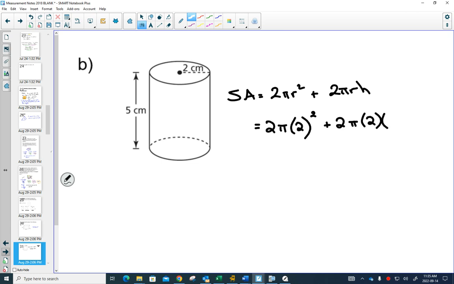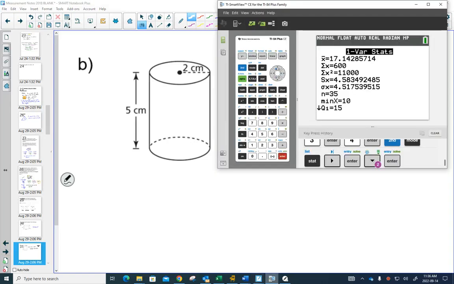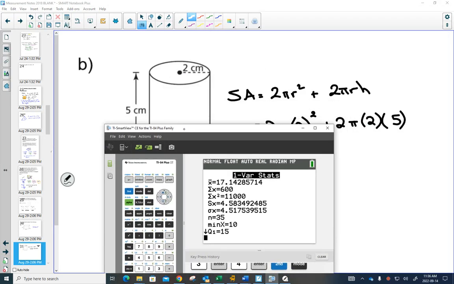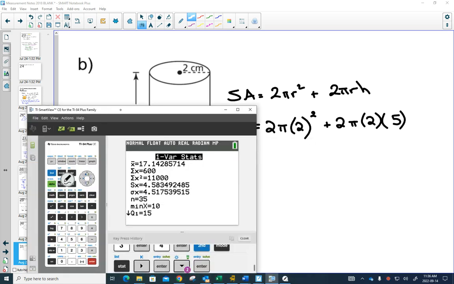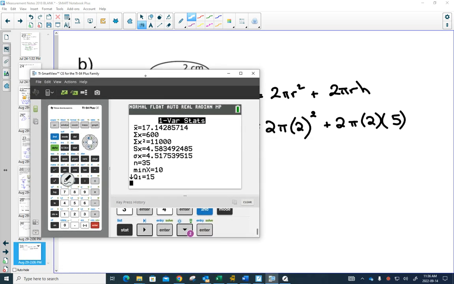When you plug things in, you can put it in brackets. Our height is 5. Now, if you have a good scientific calculator or a good graphing calculator, the very nice thing about them is you can type in exactly what you see all at once.